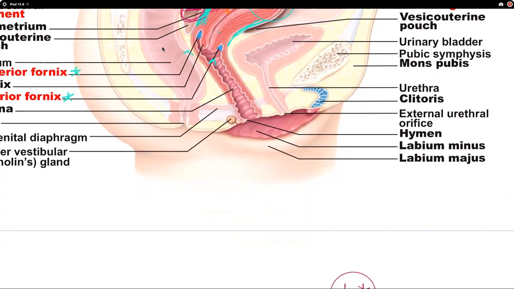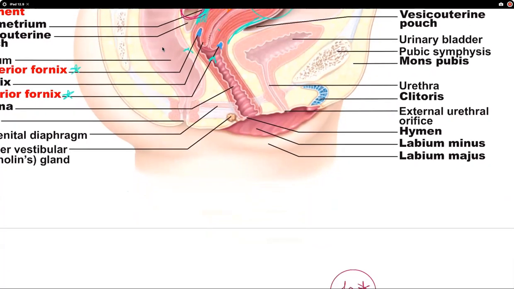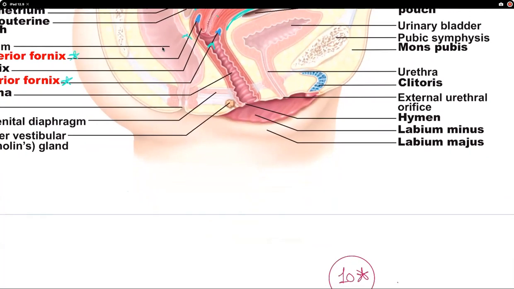If we're looking at the external genital organs, we're going to see that the opening of the vagina is covered with a hymen, a mucous membrane. Anterior to the vaginal opening, we're going to see the external urethral opening. And anterior to the external urethral opening, we're going to have the erectile tube that corresponds to the male penis. This is going to be the clitoris.